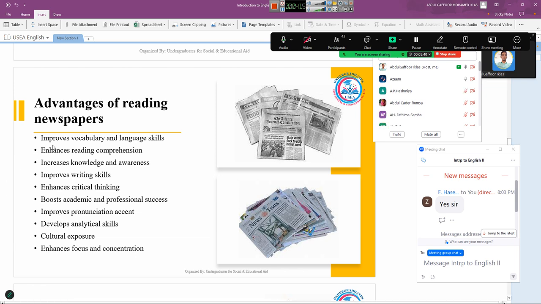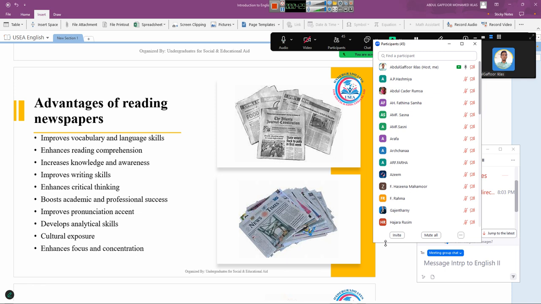Can anybody read it? I will give you the opportunity to interact with me. You have to grab the opportunity and utilize it, right? That is in your hands. So he's going to read the advantages of reading newspapers. You can even conduct a small presentation. You can read it and give a brief introduction or description about each and every advantage. Is there any volunteer?